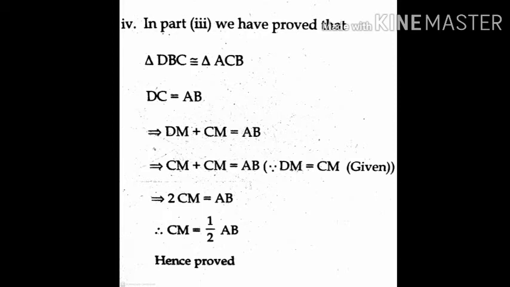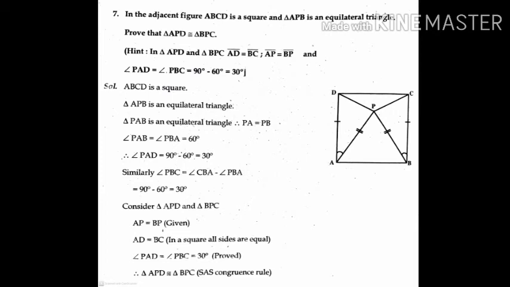Solution for fourth question. In part 3, we have proved that triangle DBC is congruent to triangle ACB. That implies DC is equal to AB since corresponding parts of congruent triangles. DC we can write DM plus CM, that is equal to AB. We can write CM plus CM equal to AB since DM equals CM, that is given in the problem. 2CM is equal to AB. Therefore CM is equal to 1 by 2 AB. Hence proved.